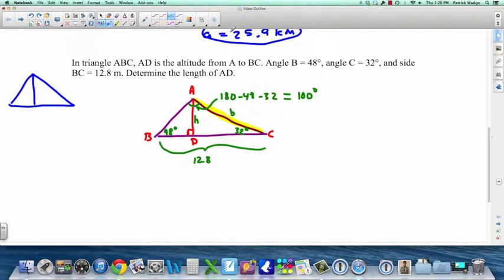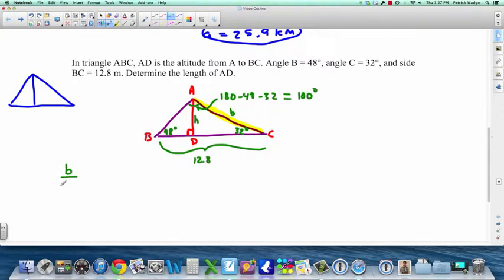So I always try to use the sine law first. Can we use the sine law to find this? Well, here's one pair. We have an angle B, and the side across from it is what we want to know. And we have this pair too. We have angle A, which is 100 degrees, and the side across from it. So we can use the sine law, and we're looking for a side.